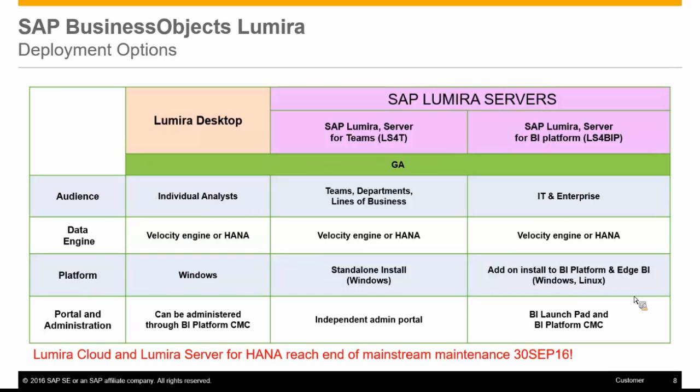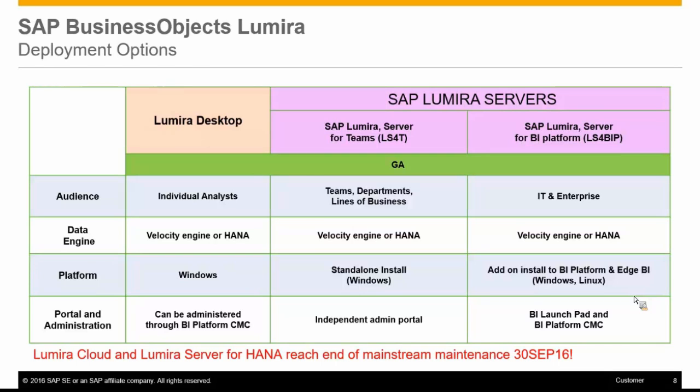So from a perspective, Lumira Desktop is primarily for the individual analysts who want to do the analysis of any data that they may want to connect to. And server for teams is, as I said, for smaller teams or departments. And for BI Platform is for the whole enterprise.